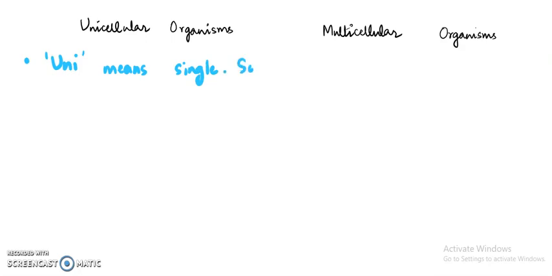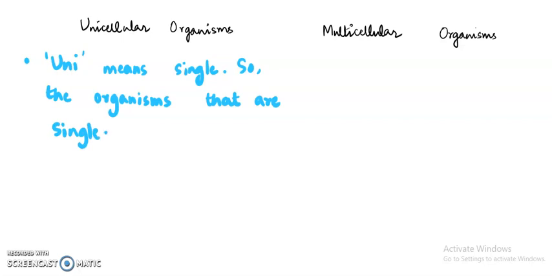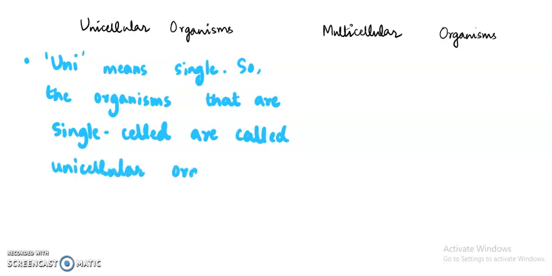So the organisms that are single-celled, single-celled means they will just contain a single cell, only one cell in them, that are single-celled are called unicellular organisms. This is the easiest definition that I could give you. So uni always means one. It is universal in bio, okay?